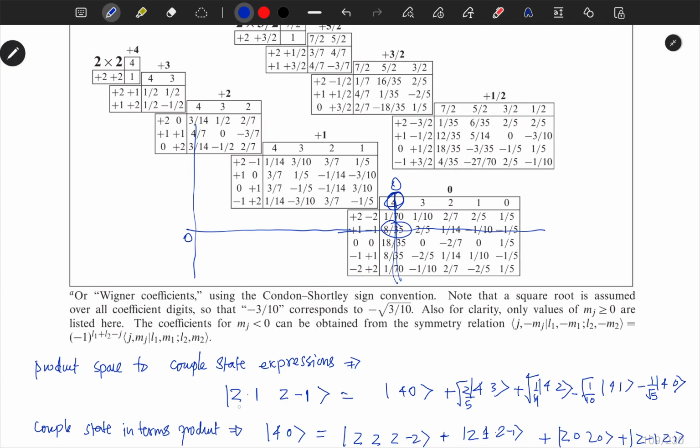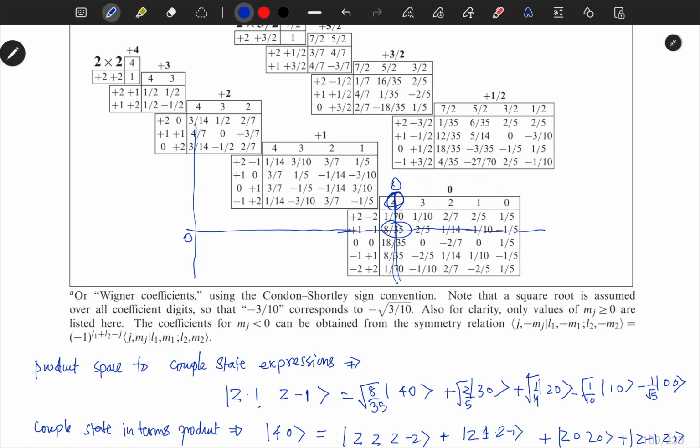Let's say we'll go 2 1 and 2 minus 1. So first j1 and j2 we have to find. 2 2, so this is the 2 cross 2, and m1 m2 is equal to 1 and minus 1. Then we have to represent that with respect to this product basis, sorry, coupled basis. So these are the coupled states: 4 0, 3 0, 2 0, 1 0 and 0 0.